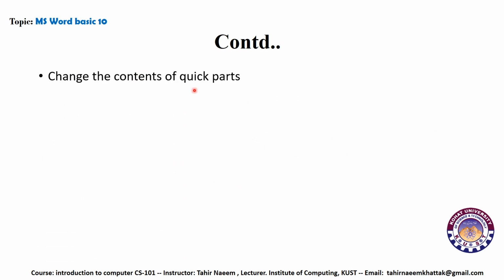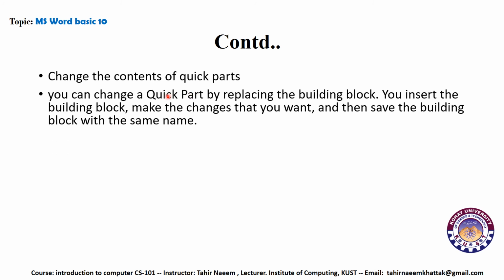Change the contents of Quick Parts. Whenever we want to modify the Quick Parts text, we can change Quick Parts by replacing the building block. We can insert the building block, make the changes we want, and then save the building block with the same name. So basically, if you want to modify a quick part, we will go to the building blocks and make changes, and after changes or editing it must be saved with the same name.